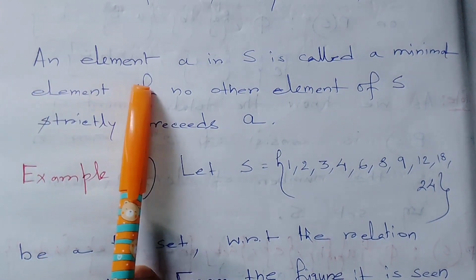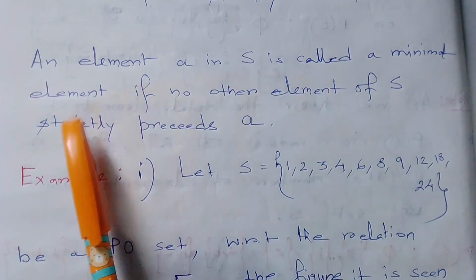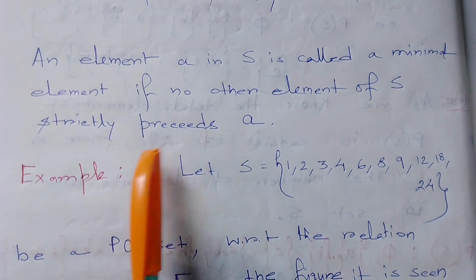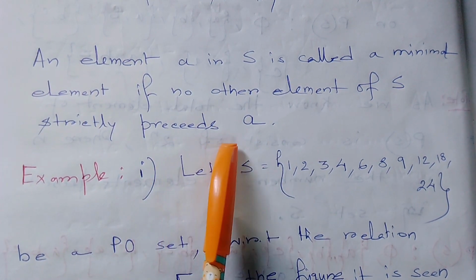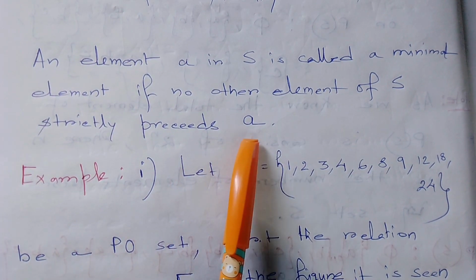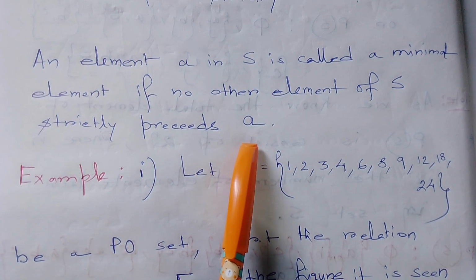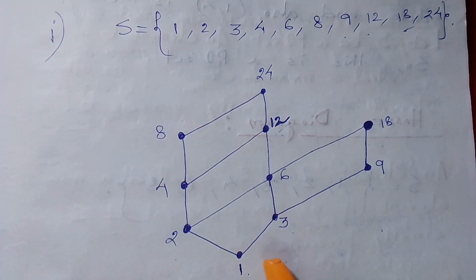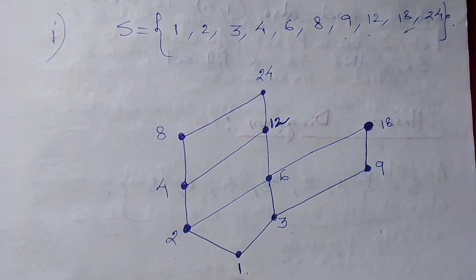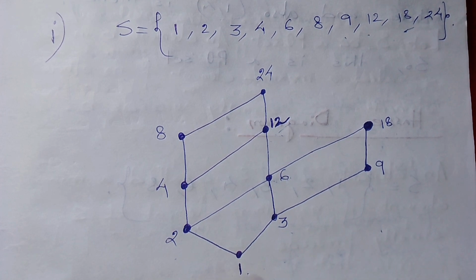Now minimal element. An element A in S is called a minimal element if no other element of S strictly precedes A. So no other element will precede A, like there will not be any parent of A. Then A will be called a minimal element. Again, considering the same Hasse diagram for the minimal element, we can see that 1 has not been preceded by any other element. So here 1 is the minimal element of this POSET.